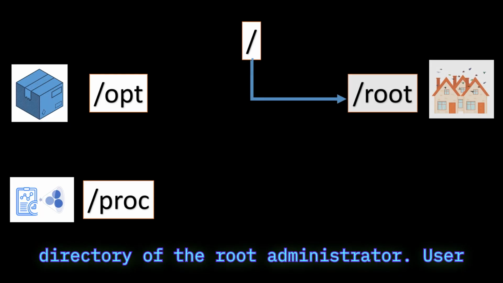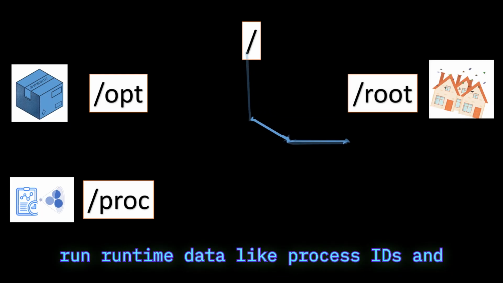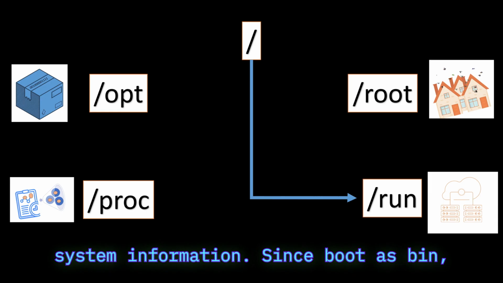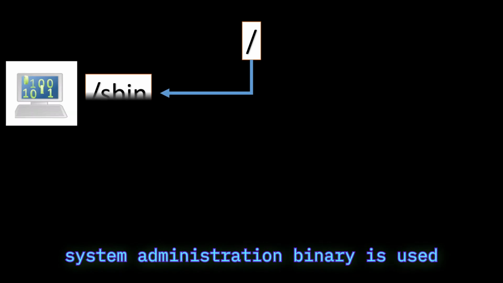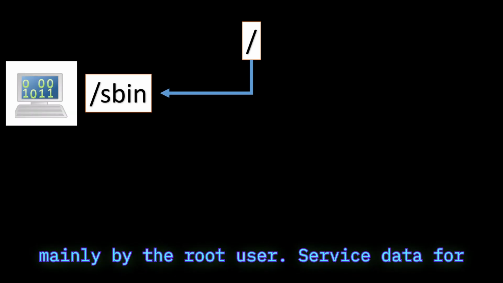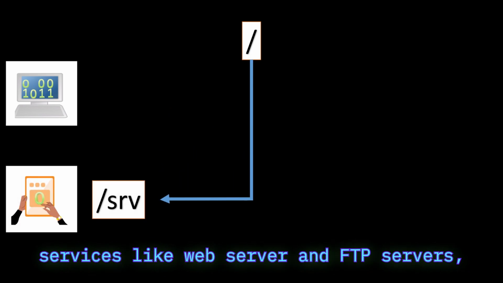Root: home directory of the root administrator user. Run: runtime data like process IDs and system information since boot. Sbin: system administration binaries used mainly by the root user. Srv: data for services like web servers and FTP servers.